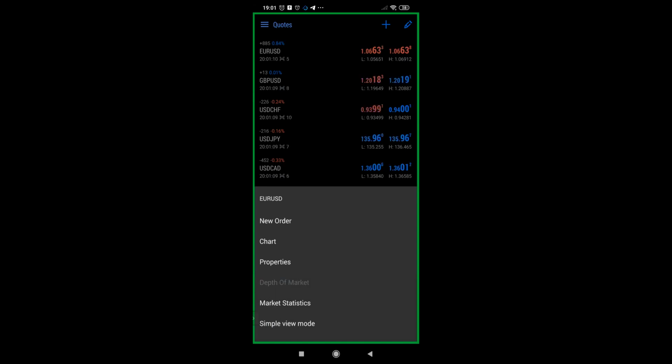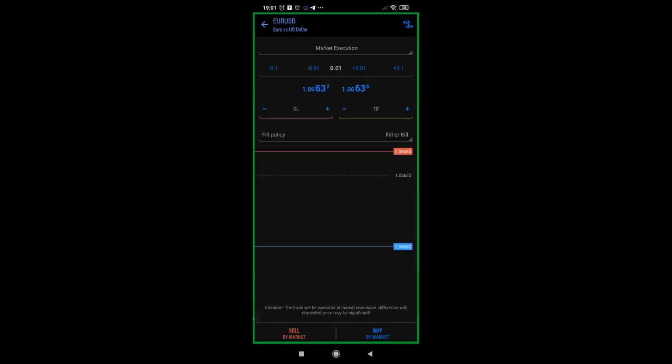All right, so you want to click on new order. I think on iPhone, you see trade. So you want to click on new order on Android, and on iPhone, you click on trade. When you click on new order, you'll be taken to this terminal here. So this is your trading terminal.